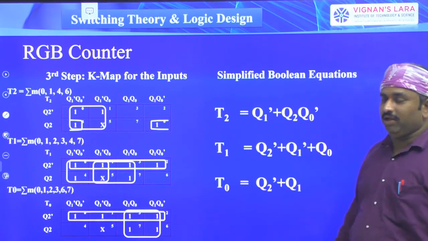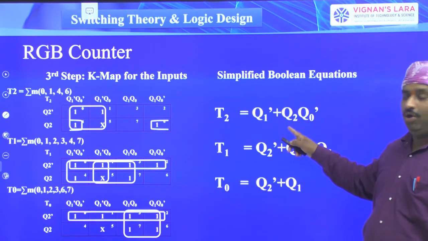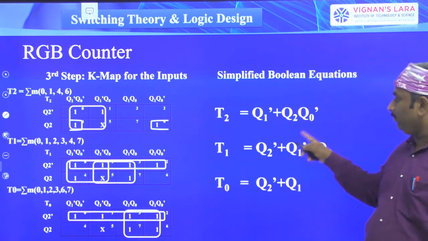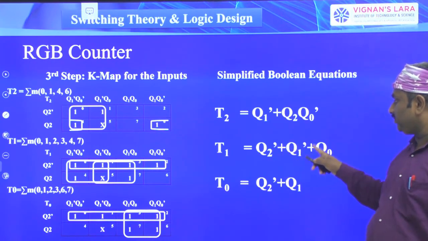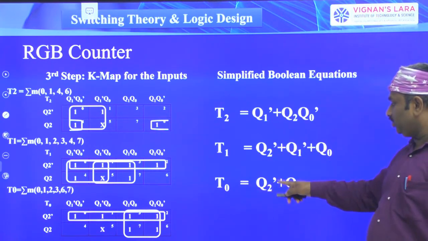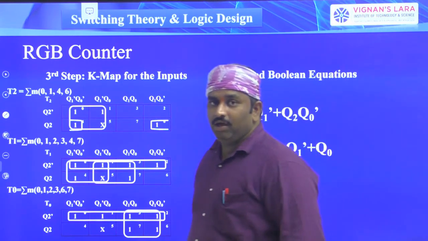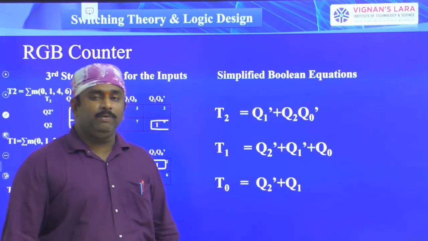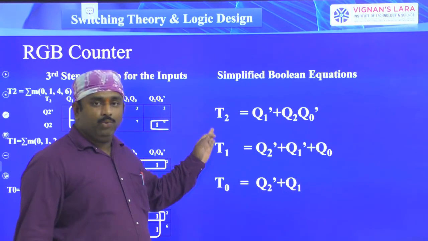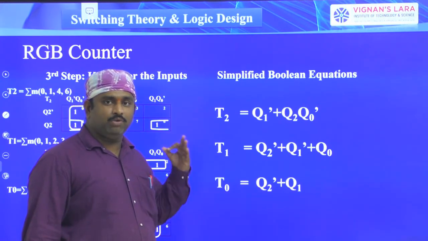So after simplifying the equation, T2 is equal to Q1 bar plus Q2 Q0 bar, T1 is equal to Q2 bar plus Q1 bar plus Q0, and T0 is equal to Q2 bar plus Q1. Now you have to draw the circuit for the 3-bit counter. Why? Because we have used 3 flip-flops. Why? Because we have 3 outputs.